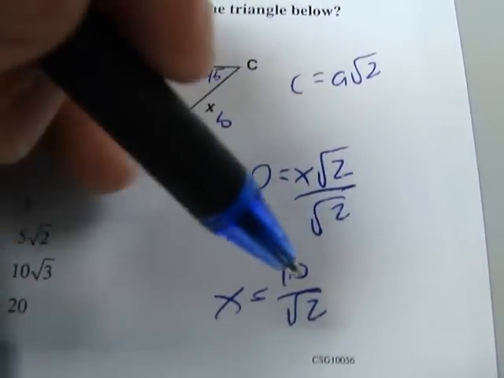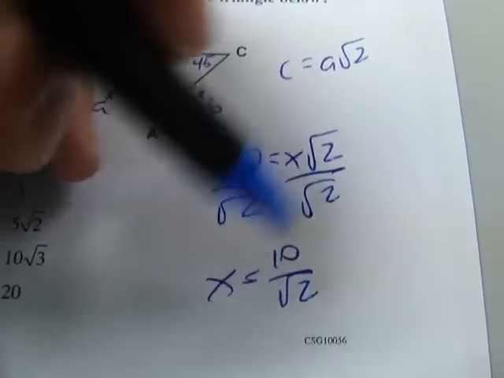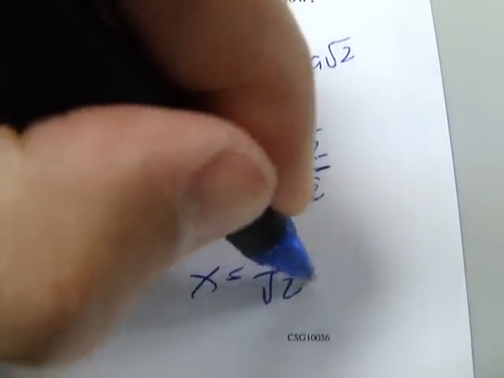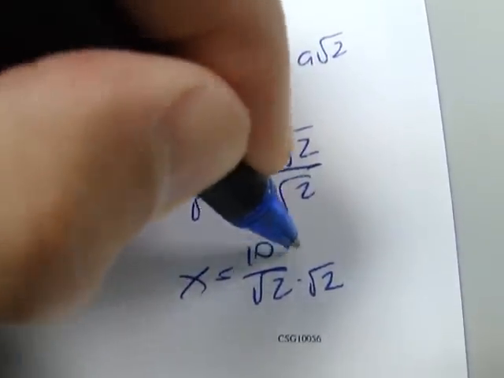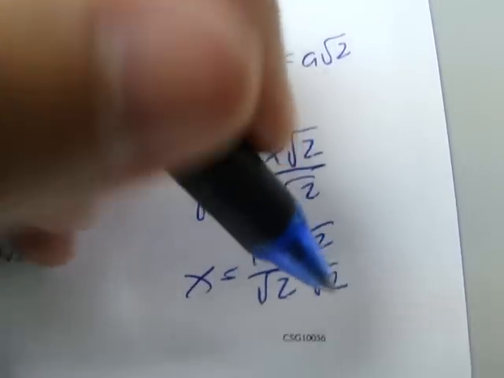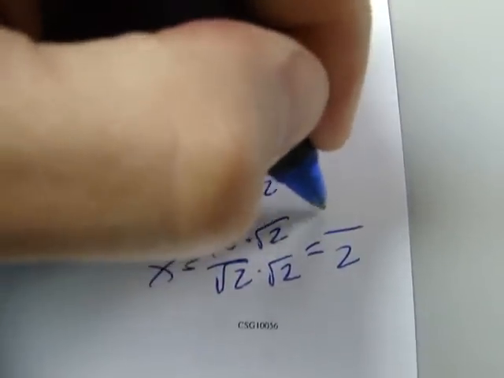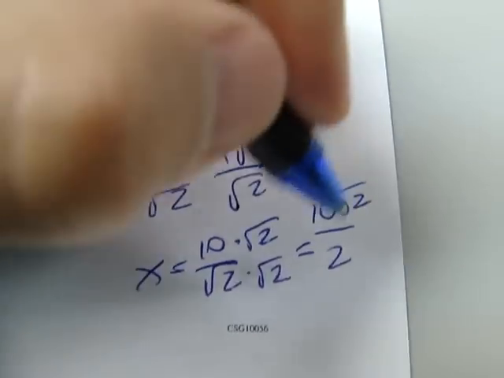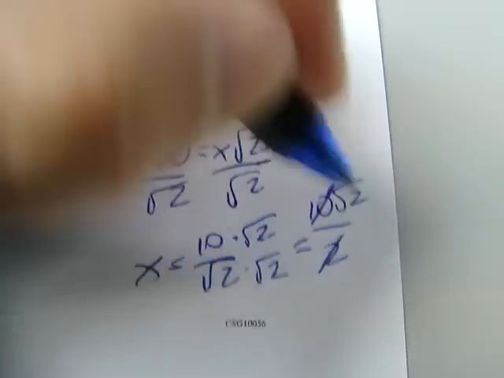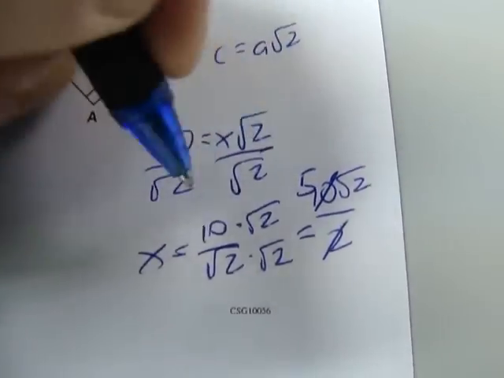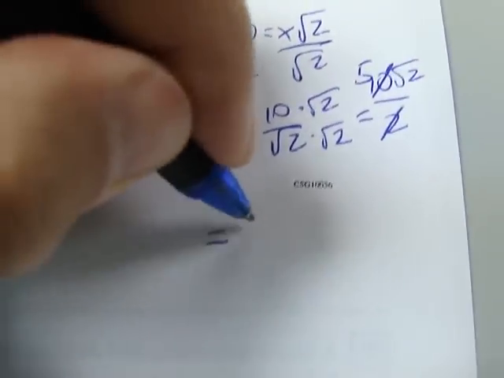But you can't ever leave an answer like that. You've got to do what's called rationalizing the denominator. So what we're going to do is multiply by the square root of 2 on top and on bottom. These multiply to make 2. So then we get 10 square root of 2 over 2. The 10 and the 2 cancel to become a 5. The final answer is 5 square root of 2.